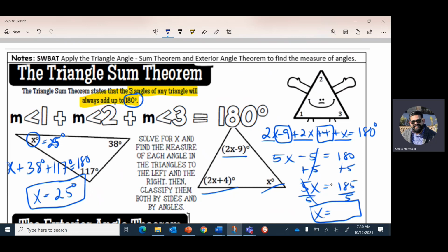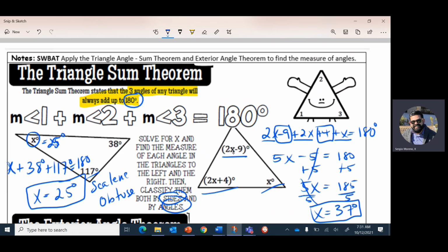And we get x equals 37 degrees, just like that. All right, we're also supposed to classify them by their sides and their angles. So this first one here is going to be a scalene, because none of the sides are equal, because none of those angles are equal. And it would be an obtuse scalene, since that 117 degree angle is there.